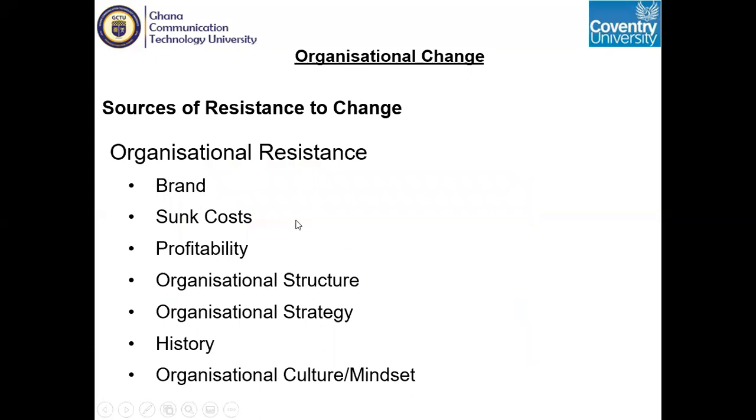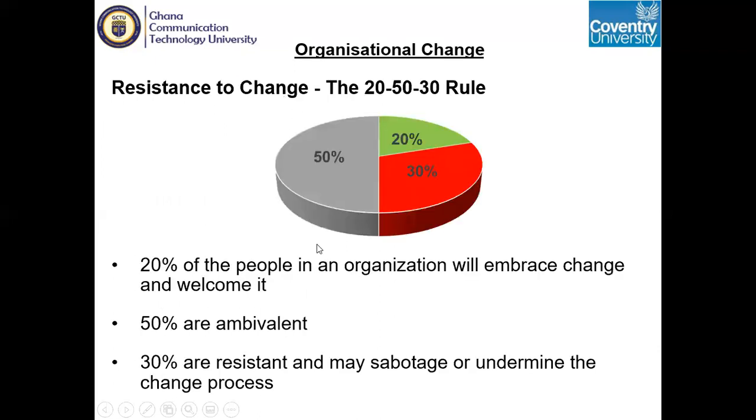Okay, I've already mentioned the organization resistance. The entire organization is resistant because it's likely to affect certain things, their brand and all those things. I don't need to belabor this one so much. But there's something called the 20, 30, 50 rule, a kind of generic rule that applies broadly.